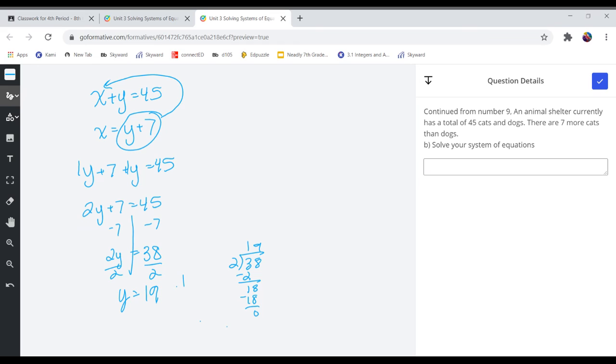So that means there are going to be 19 dogs. And then as for cats, I'm going to do x plus y equals 45, and I know that y equals 19. So x plus 19 equals 45. I'm going to subtract 19 from both sides. x equals 45 minus 19, which gives me 26. So there's 19 dogs and 26 cats.